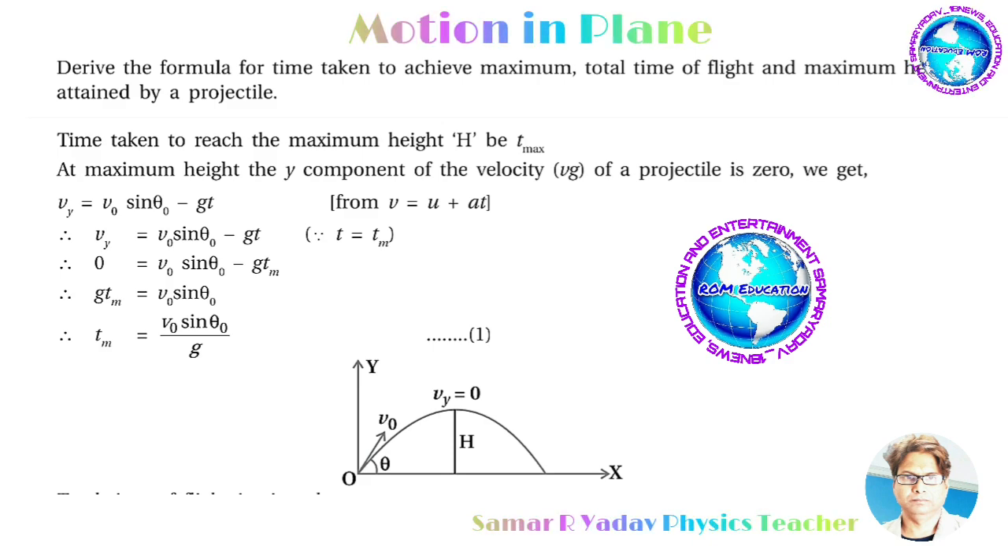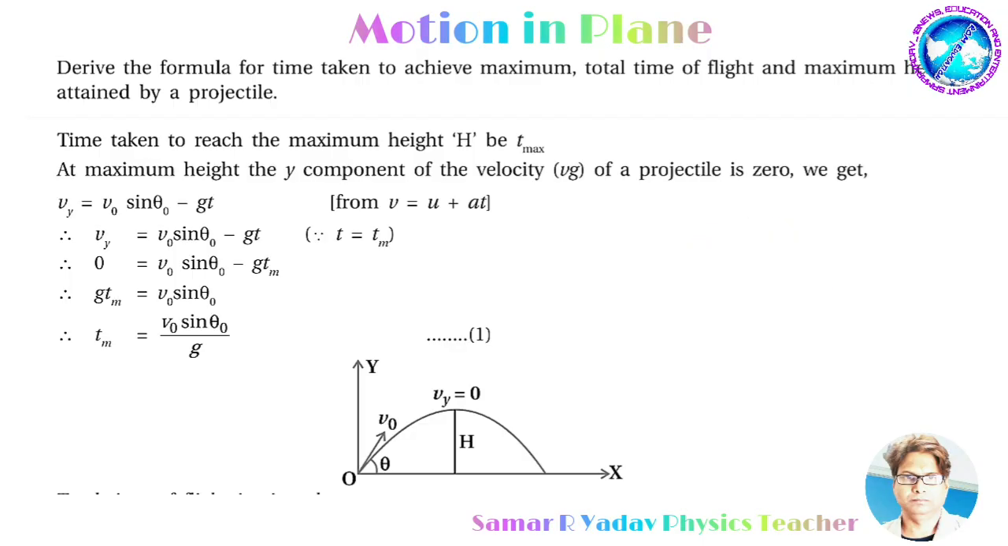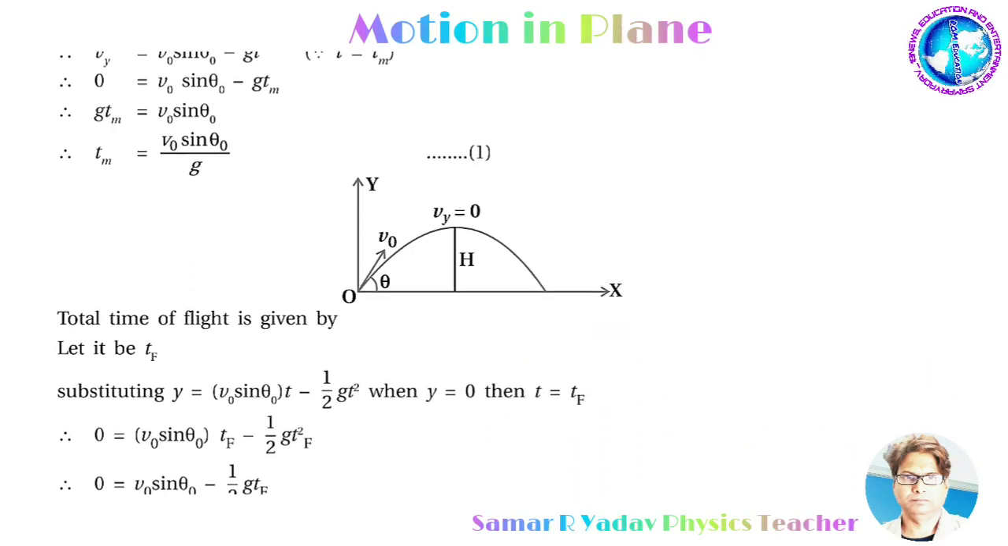At t = Tm, vy = 0, therefore 0 = v0 sin θ0 − g Tm. Therefore g Tm = v0 sin θ0, so Tm, the time for maximum height, is Tm = v0 sin θ0 / g, equation 1. You can see in the figure the initial velocity v0, and at maximum height vy = 0.